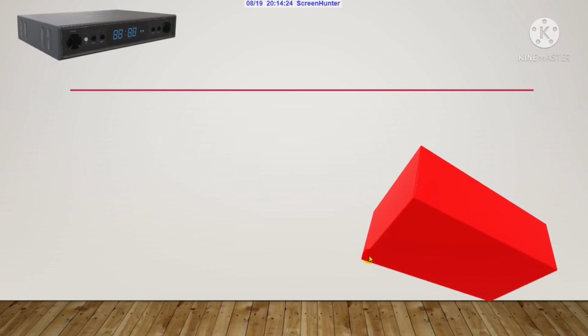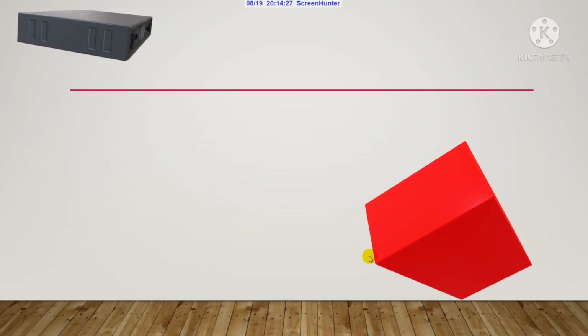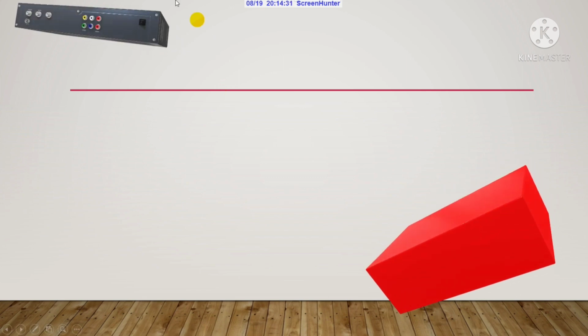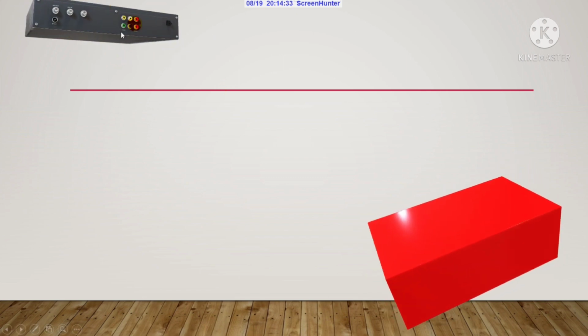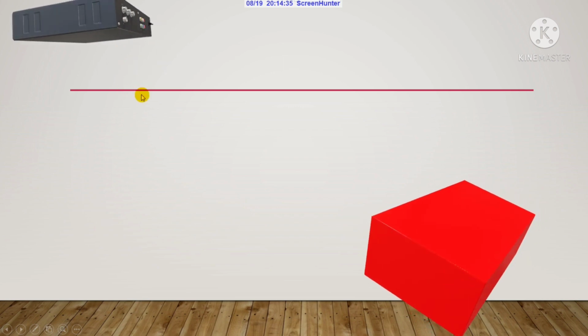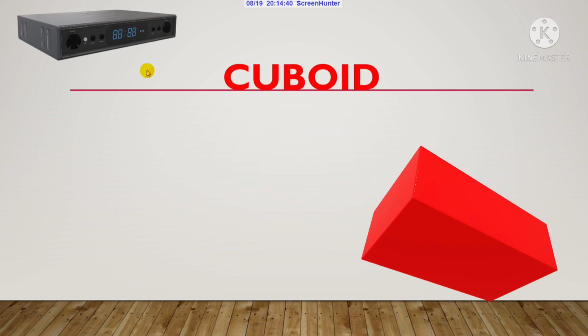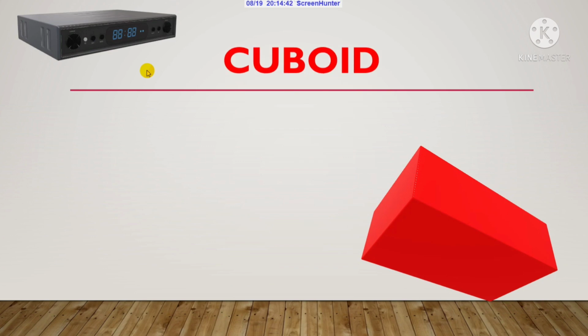Next, have you seen this? This is somewhat different from a cube. This is a VCR. So what is the shape? Have you seen a brick? So these are all shapes which are called cuboid.